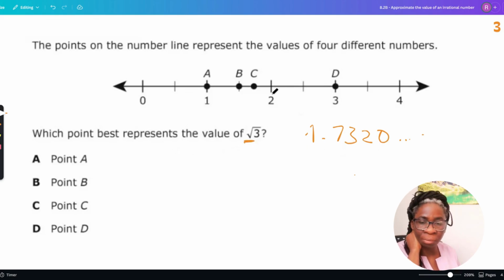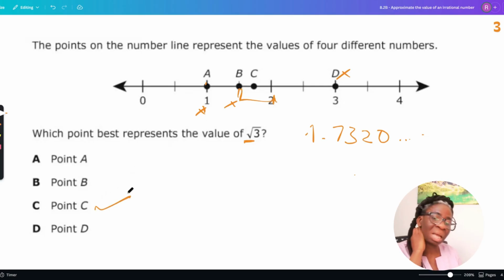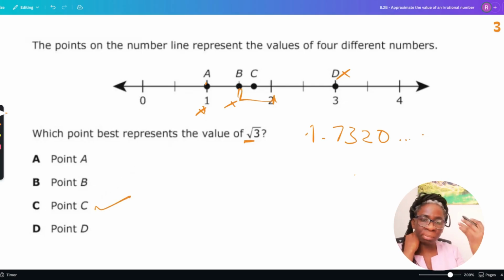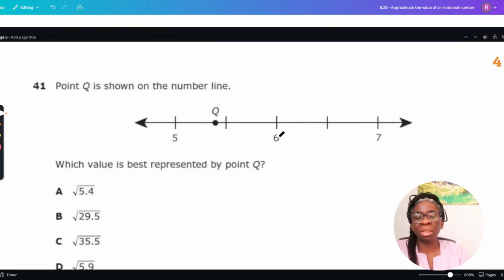So 1.7. If this point is 1, it can't be this point. This point is 3, it can't be this point. This point is 1.5, it can't be this point. So it is 1.73, which is between 1.5 and 2. That means it is point C, and that is how to locate approximate points on a number line. If this is 1.5, this will be 1.7. That is the approximation.